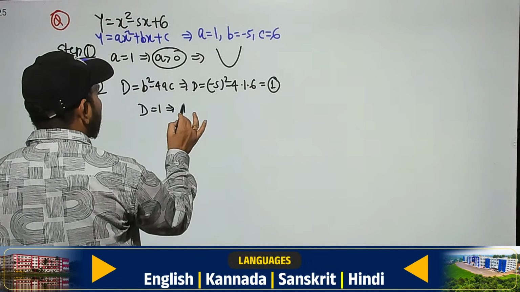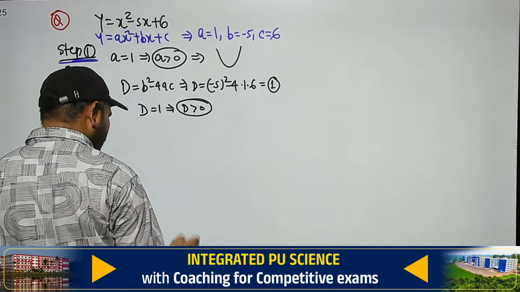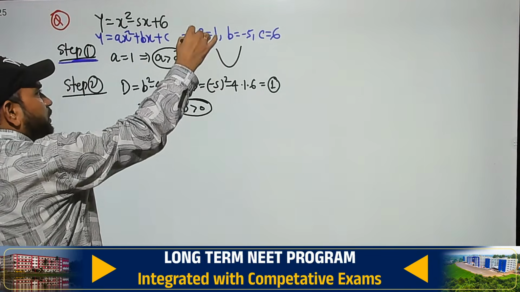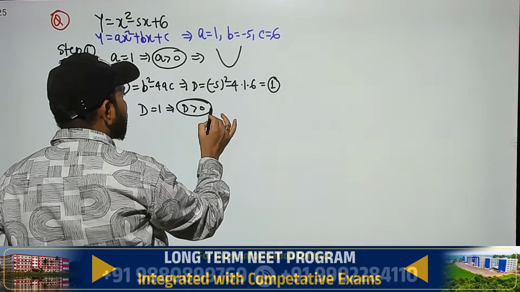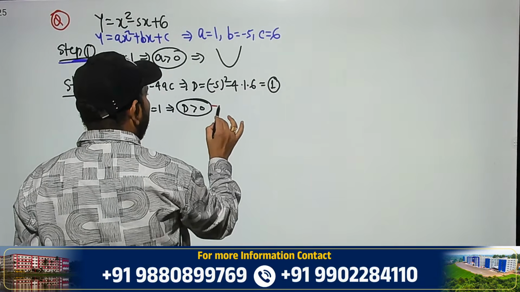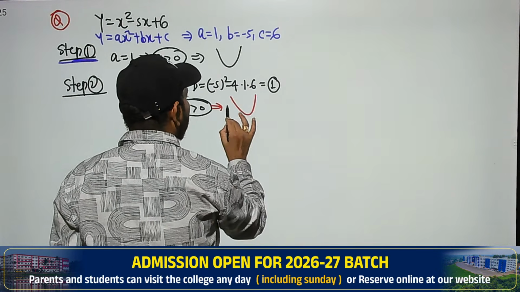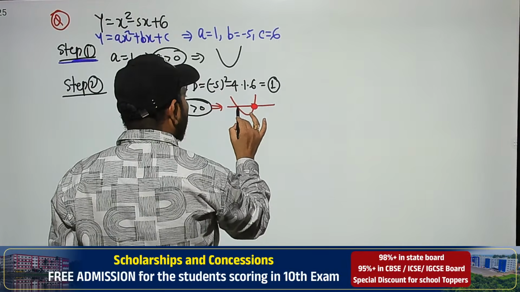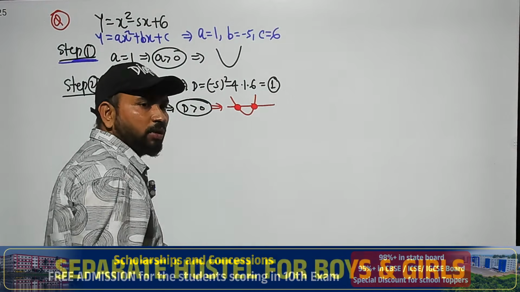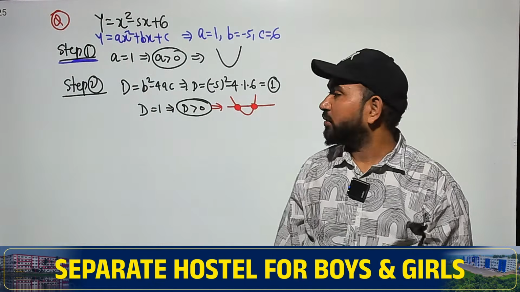So now D is equal to 1. It means D is positive. D positive means, initially I know the graph is looking like this, but D is positive means the graph is cutting the x-axis 2 times, so it looks like this graph.